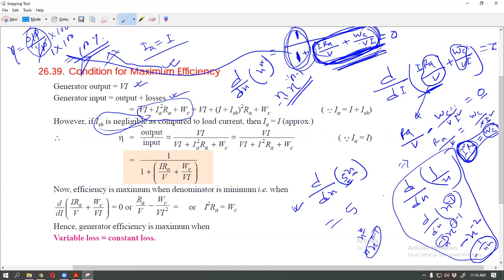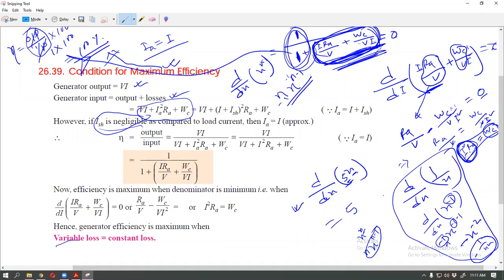So for maximum efficiency, the main condition is variable loss and constant loss are equal. Variable loss means armature copper loss, and the other losses are called constant loss. If constant loss and variable loss are equal, then this part is zero, and efficiency is 1/1. 1/1 means 100% efficiency, then maximum efficiency.